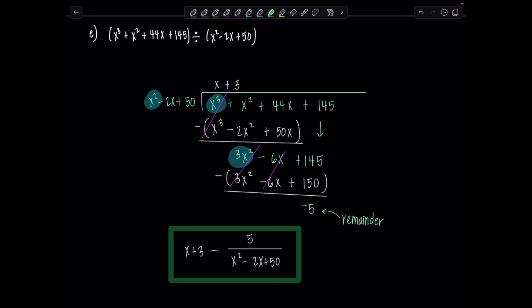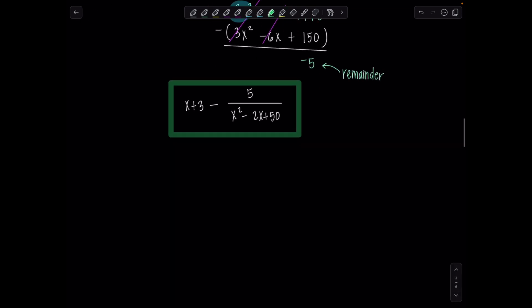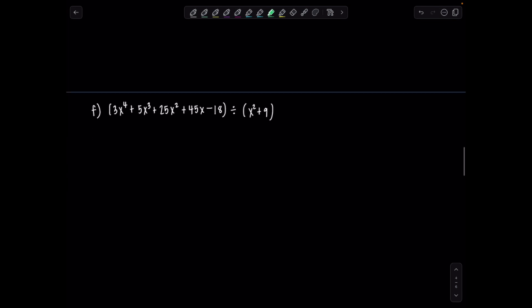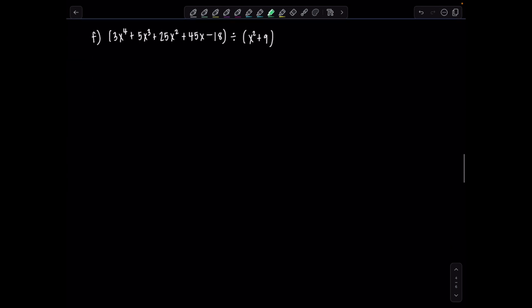Last one. I think you guys can do this one on your own. Or at least give it a go. Give it the old college try. Would you? I'm going to just warn you before you attempt it. You're going to need a placeholder in the divisor.